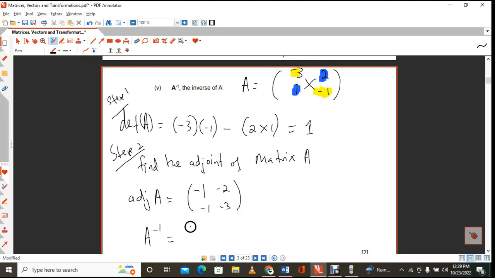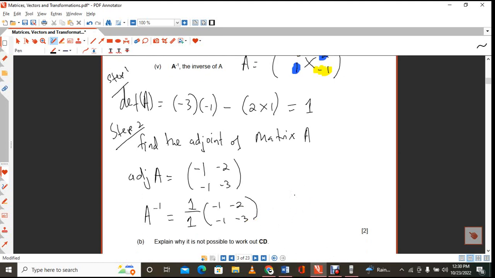Well, you multiply by 1 over the determinant, which is just 1, multiplied by, let's say, -1, -2, -1, -3, and you're going to multiply those together. So the determinant times the adjoint of matrix A. Good. So once you are multiplying, you're going to get the same answer, because 1 times that is just going to be -1.